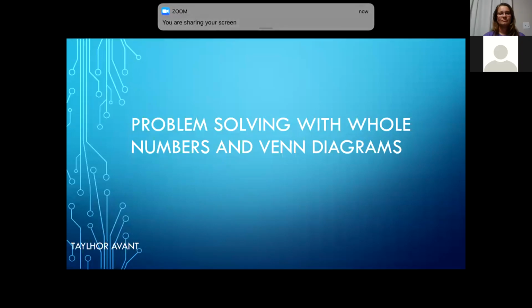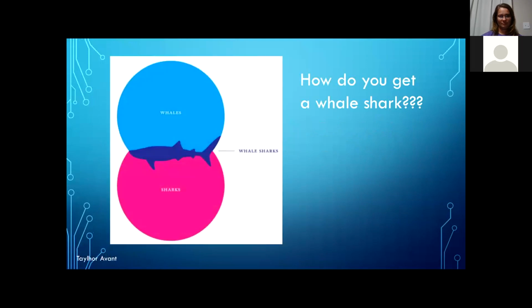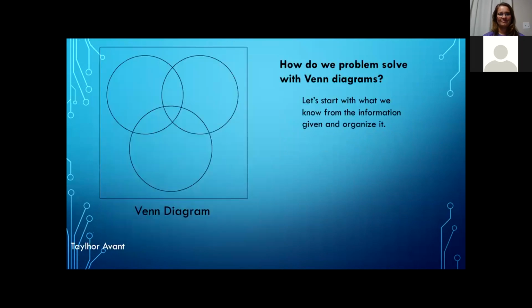Problem solving with whole numbers in Venn diagrams. How do you get a whale shark? By using a Venn diagram. If only it was that simple. How do we problem solve with Venn diagrams? Let's start with what we know from the information given and organize it.